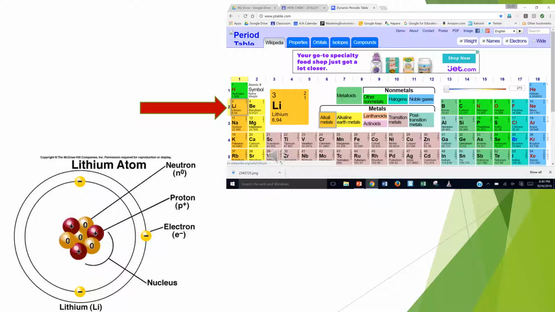Now let's look at the element lithium in the periodic table. Lithium occurs in the first column. We call the columns groups and the rows periods. So the columns of the periodic table are groups, and that's the first group, group 1.